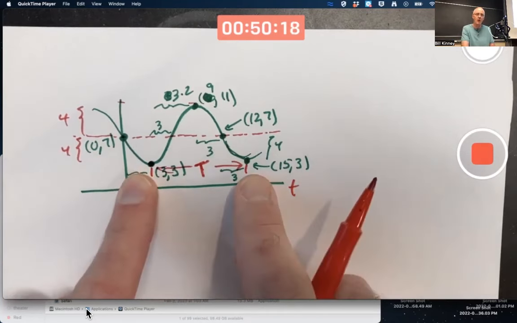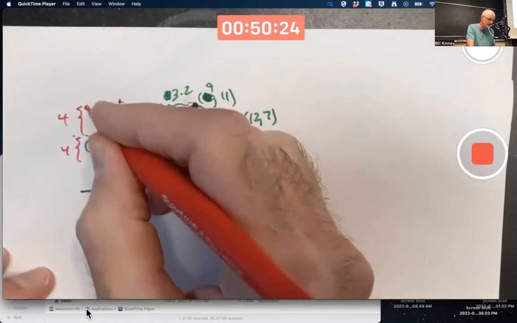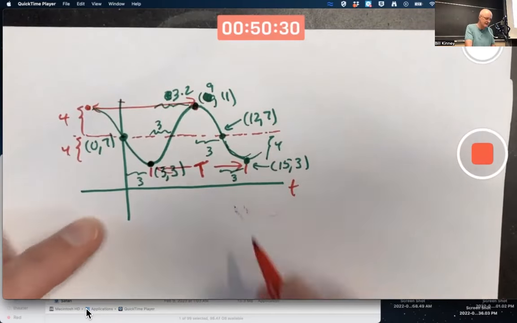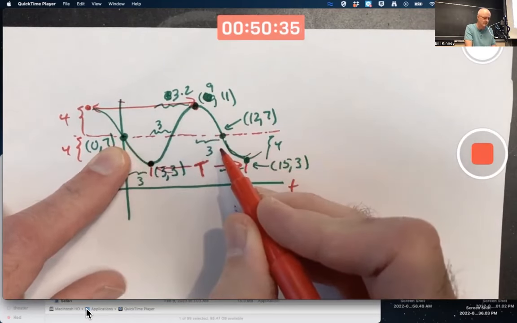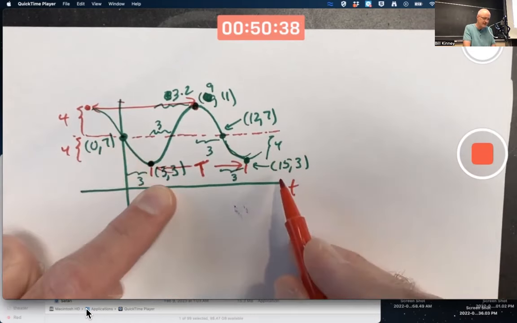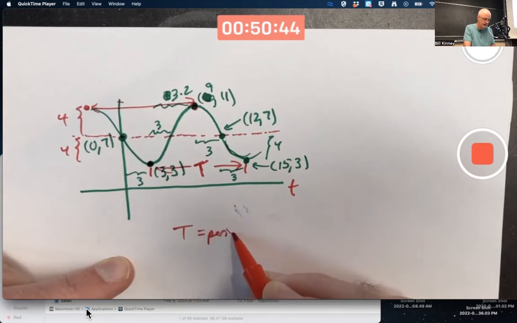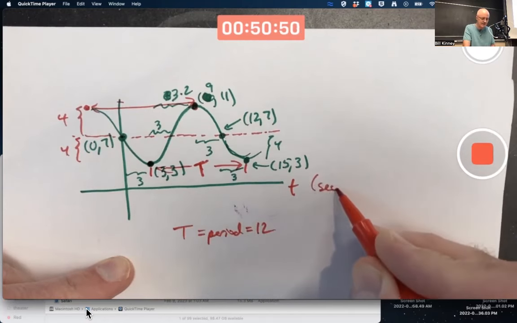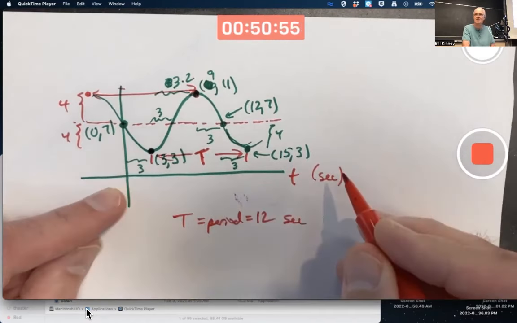A horizontal distance between the low points. You could also say it's a horizontal distance between the high points, like these 2 points here. It's one cycle. You could say it's the horizontal distance between these 2 points too, because that's one cycle of the wave. And what is it? It's 15 minus 3. It's 12. T, the period, is 12 in this case. If time is in seconds, say, then the period would be in seconds. If the horizontal axis was a distance in meters, then the wavelength would be in meters.